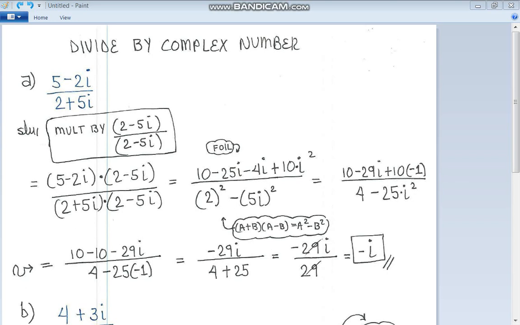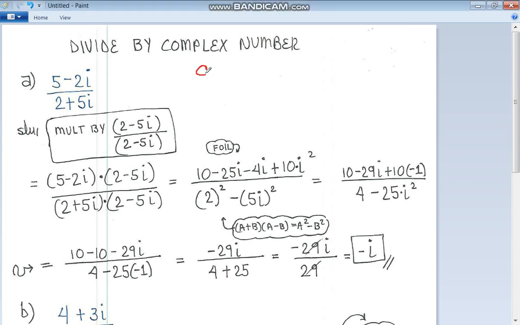Now we're going to divide by complex numbers a plus bi. First example, 5 minus 2i divided by 2 plus 5i. Now don't forget, our answer has to be in the form a plus bi. I mean, a or b could be 0, but it has to be in that form. So we're going to multiply by the conjugate of the bottom over the conjugate of the bottom.